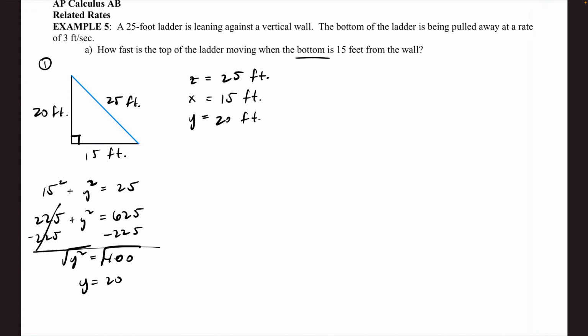What else do I know about this situation? The rate of x, dx over dt, because the bottom is being pulled out. If the bottom is being pulled out at a rate of 3 feet per second, is that positive 3 or negative 3? You're right, it is positive, because this guy is going this way. Is 15 getting bigger or smaller? Bigger. So that means it's going to be positive 3 feet per second.